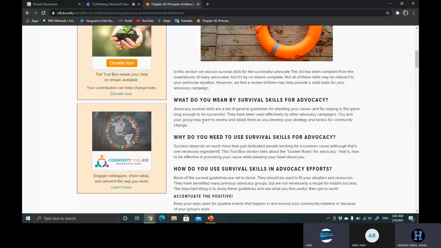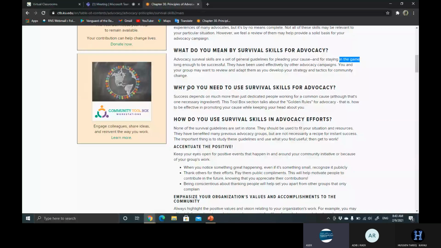So, the survival skills that you as an advocate need are simply a set of general guidelines for pleading your cause. They help you get your campaign out for the rightness of the cause and stay in the game, which is your campaign, long enough to be successful, so that you can be heard and affect that institution which is doing something harmful to you. So why do we need to use those survival skills for our advocacy or for our campaign?